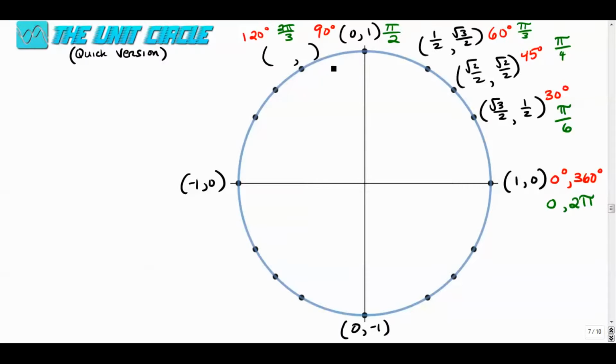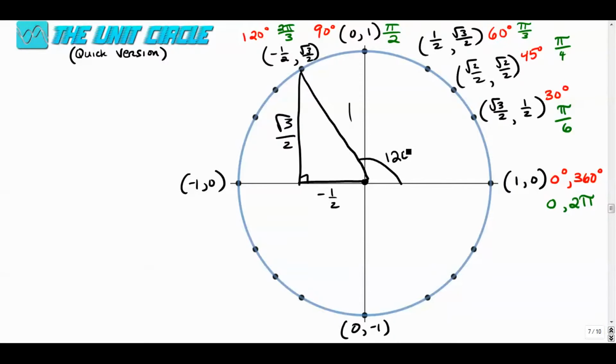And those values are exactly the same as they are over here, except just negate the x value. Because you're going from the origin to right here, so that's -1/2. The hypotenuse is still 1, and this is up radical 3 over 2. So there's your right triangle. And this right here would be 120 degrees, meaning this would be 60 degrees.